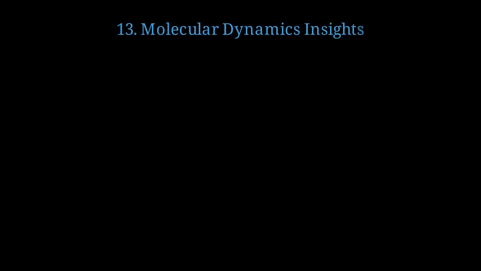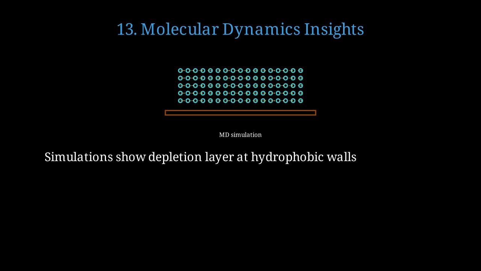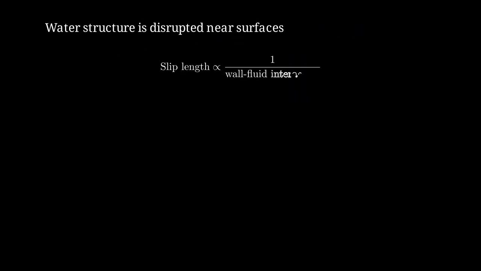Computer simulations at the molecular level have provided deep insights into slip mechanisms. Molecular dynamics simulations track individual molecules, revealing the microscopic origin of slip at surfaces. These simulations reveal a depletion layer near hydrophobic walls where fluid density is lower, facilitating slip. The hydrogen bond network of water is disrupted at interfaces, reducing friction compared to bulk fluid. Simulations confirm that slip length is inversely proportional to the strength of wall-fluid interactions.